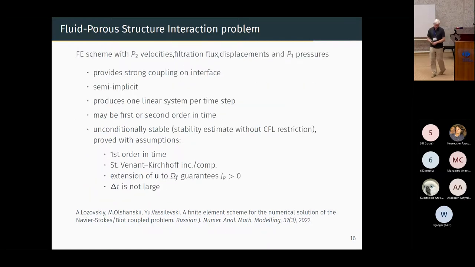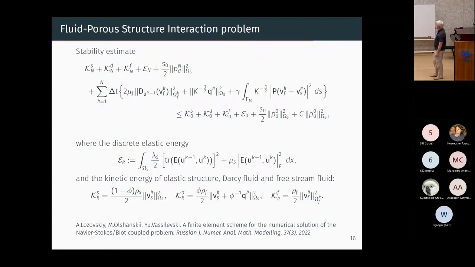And we apply the same tricks as I showed before, integral formulation, some additional tricks, and get a semi-implicit scheme, which provides strong coupling on the interface, which requires only solution of one linear system per time step, which may be first or second order in time, and which is proven to have a stability estimate for the finite element solution without CFL restriction.